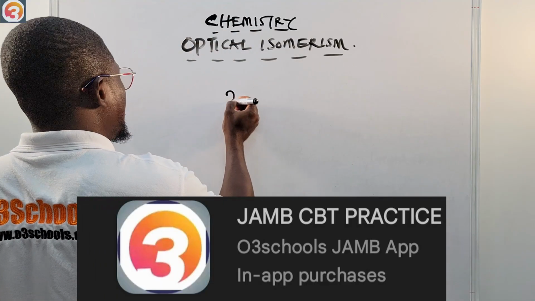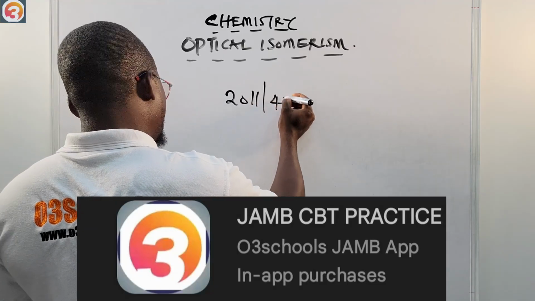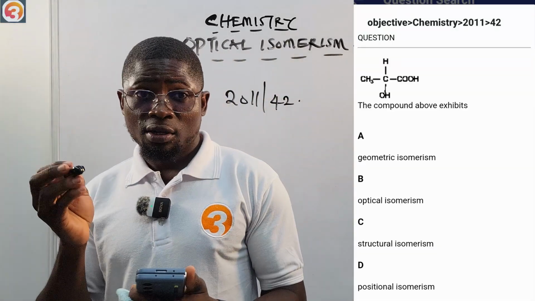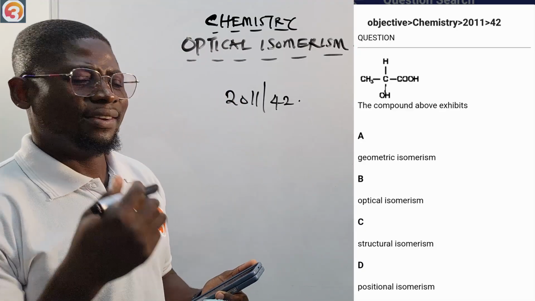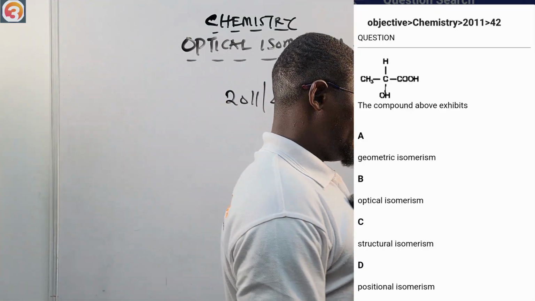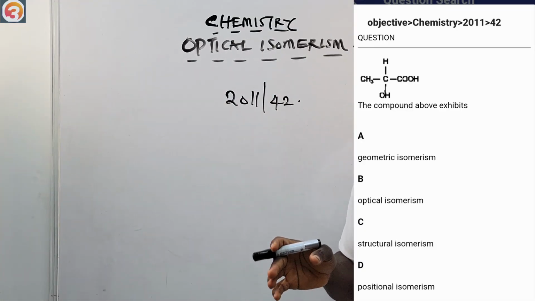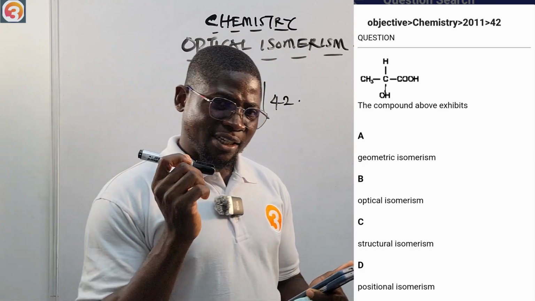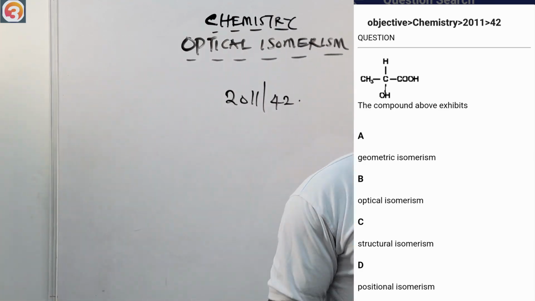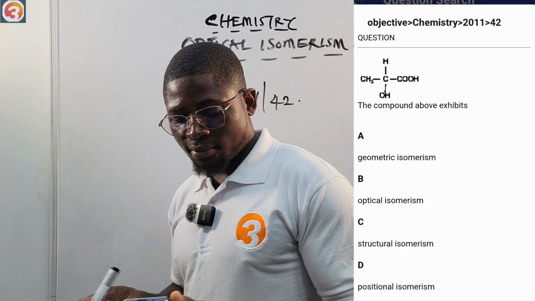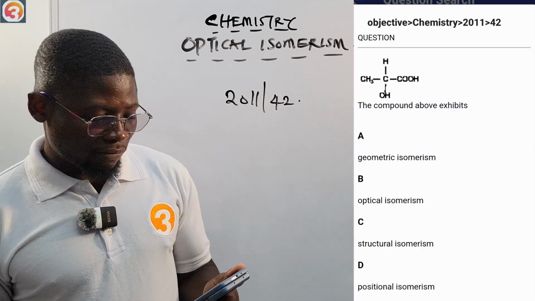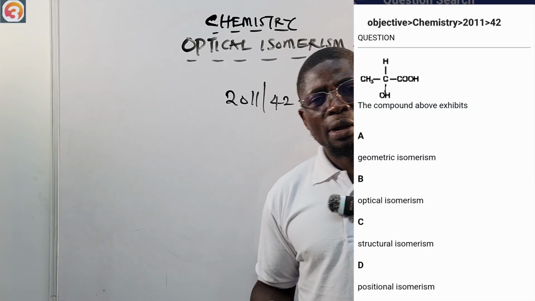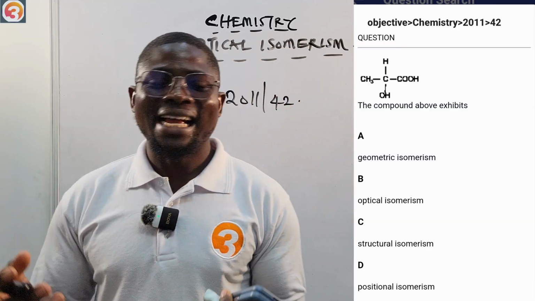This is a 2011 question, number 42. The question is being shown on your screen right now. We're given a structure, a molecule, and they say the compound above exhibits A. geometric isomerism, B. optical isomerism, C. structural isomerism, D. positional isomerism. All right, so we're going to answer this question at the end of the class, not before.